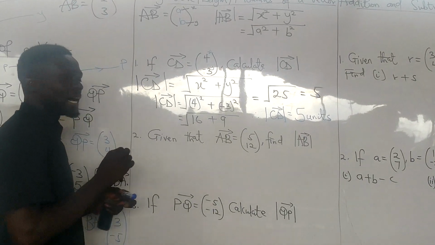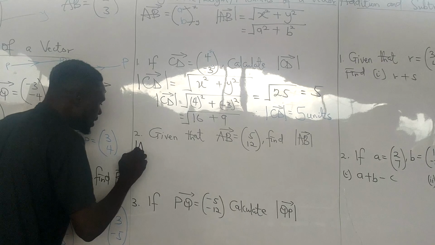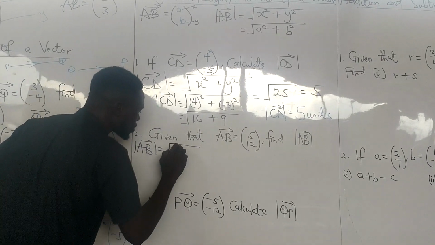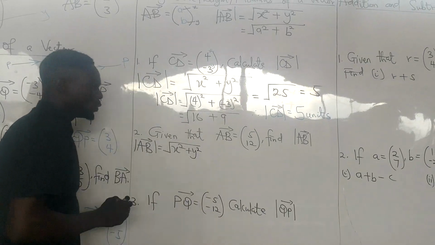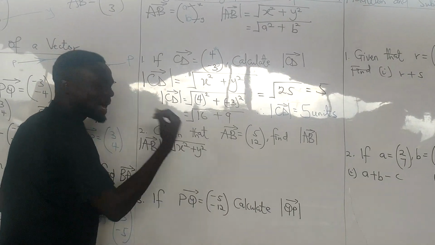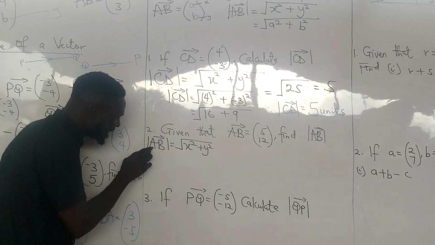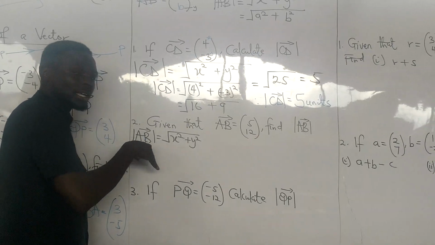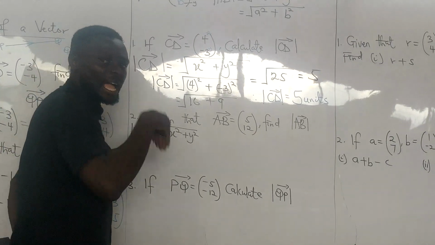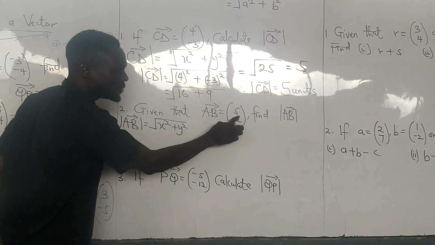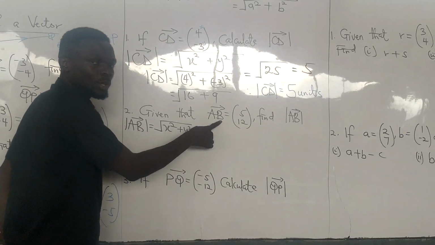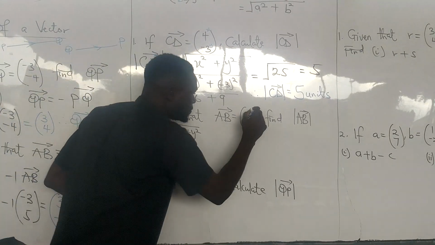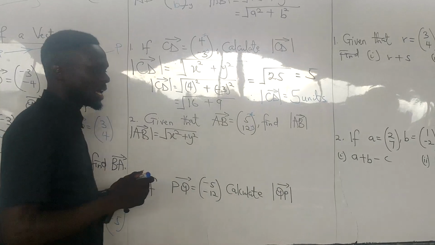I know very well that the magnitude of vector AB is calculated as the square root of x component squared plus y component squared. Now, look, what am I finding? I'm finding the magnitude of AB. And what is the component of the vector AB? The component is 5, 12. So, indicate the x component and the y: the 5 here is the x, the 12 here is the y.